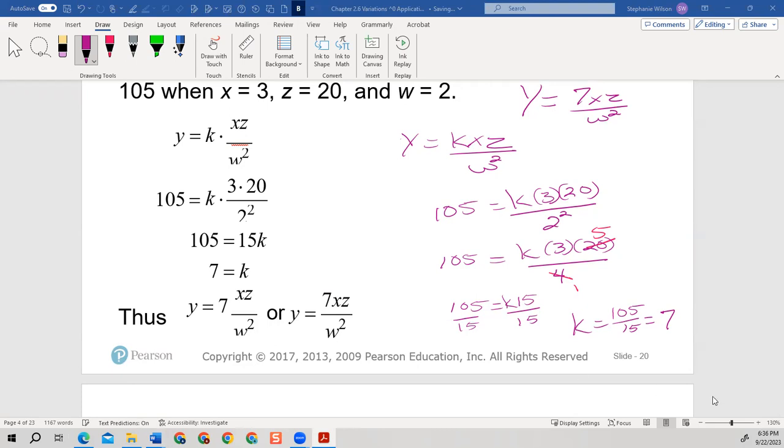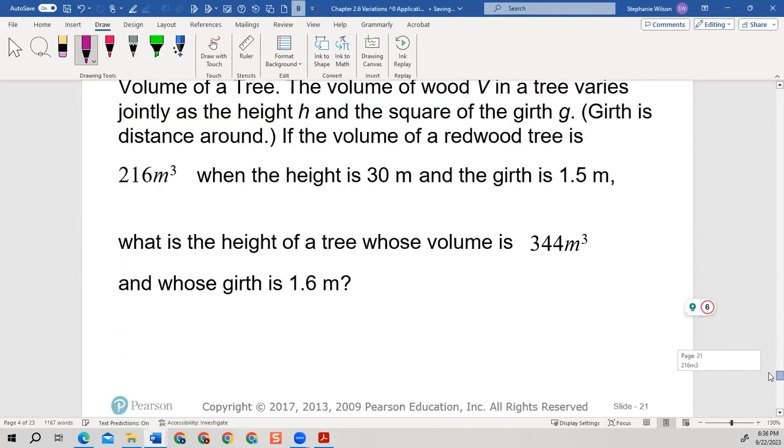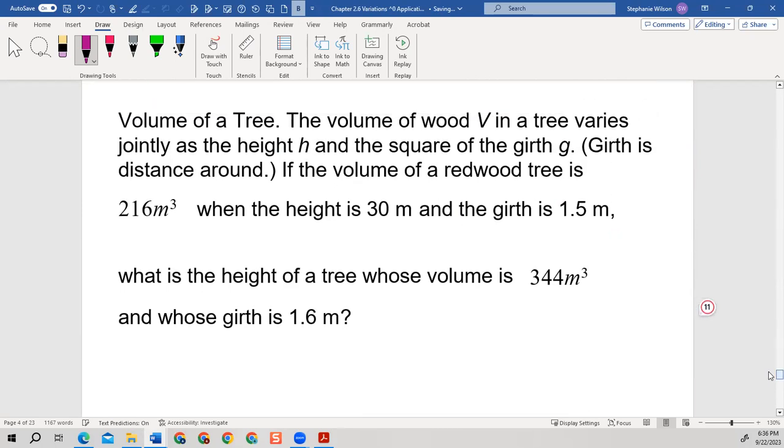All right. We got another example to work out. This is volume of a tree. The volume of wood V in a tree varies jointly as the height H and the square of the girth G. Girth is the distance around. If the volume of a redwood tree is 216 meters cubed, when the height is 30 meters, the girth is 1.5 meters. What is the height of the tree whose volume is 344 meters cubed and whose girth is 1.6 meters? So we're going to have to find the constant k.